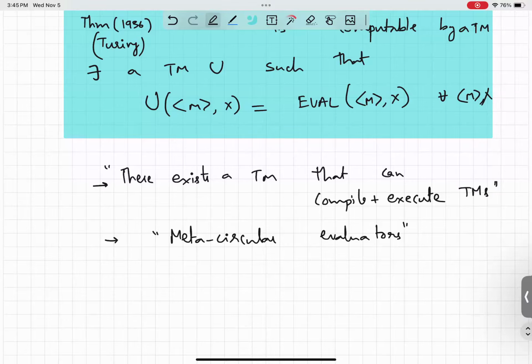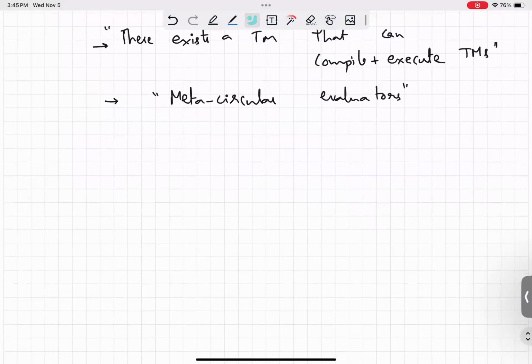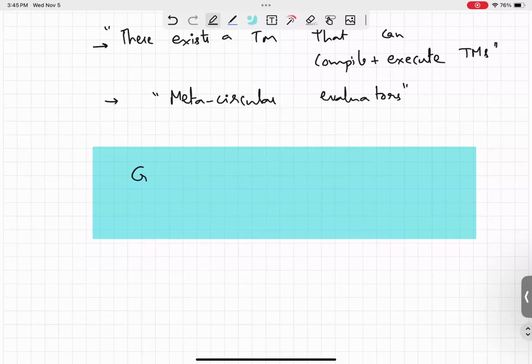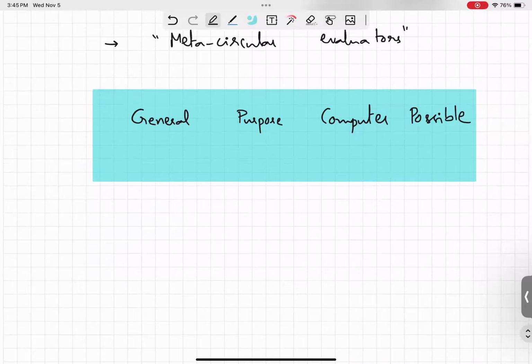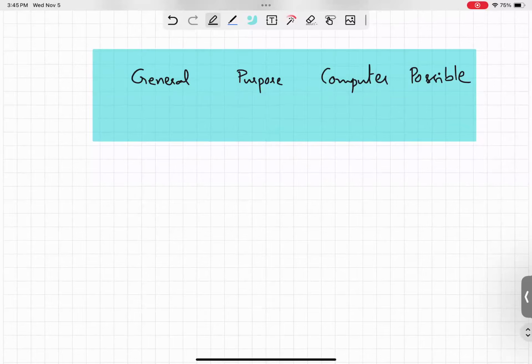And it's a very important idea, and this is actually what makes a general purpose computer possible. So you should really think of designing a computer as you build a universal Turing machine, and then it can simulate any other machine that you want. And we'll talk about more implications in the next lecture.